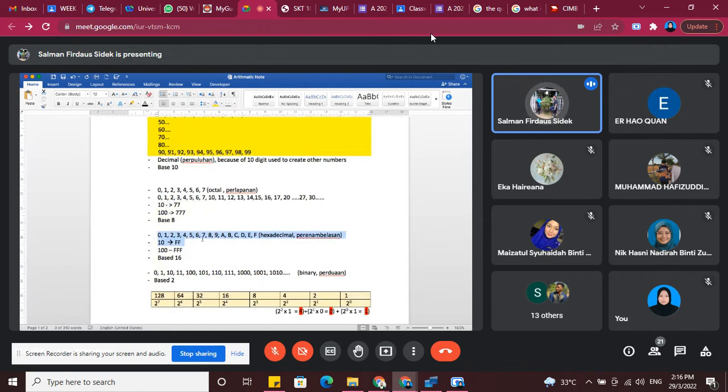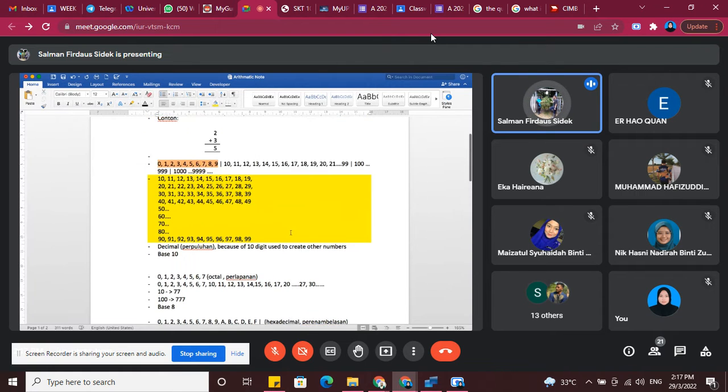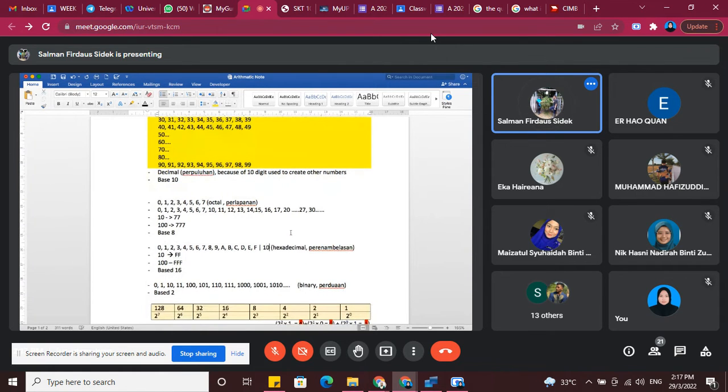This is the sequence of hexadecimal. The idea behind the sequence of numbers: after the digits are finished, what can we do to prolong the sequence? 10. We need to combine the digits, right? Itu konsep dia, kita combine digits, similar to decimal. So we combine 1 and 0, and we name it 10.